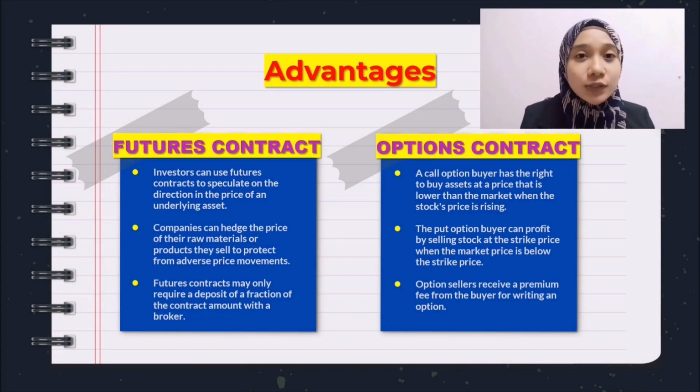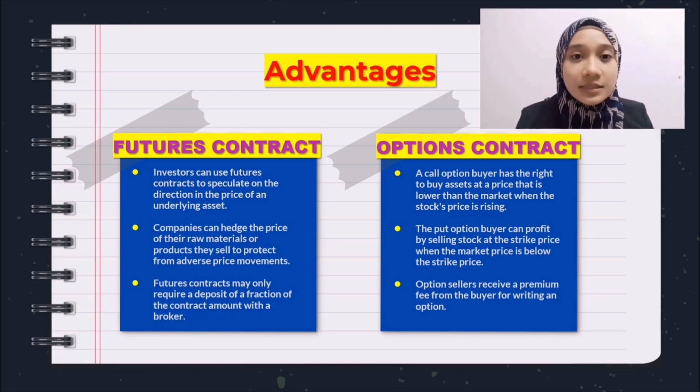We proceed to the advantages of the futures contract and the option contract. For the futures contract, the investor can use a futures contract to speculate on the direction in the price of an underlying asset. The second one, companies can hedge the price of their raw materials or products they sell to protect from adverse price movement. The last one, a futures contract may only require a deposit of a fraction of the contract amount with a broker. So we proceed to the option contract.